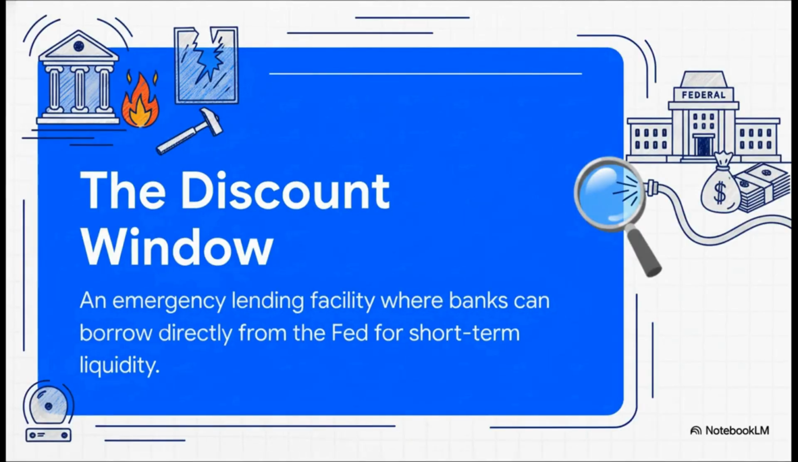And finally, we have the discount window. This is the in-case-of-emergency-break-glass tool. The discount window is a special lending facility where a bank that's facing a sudden, serious liquidity shortage, like in the middle of a bank run, can go and borrow money directly from the Fed, using its long-term loans as collateral. This is the Fed acting as that lender of last resort. It's the fire station for the banking system, designed to stop a small fire from burning down the entire neighborhood.